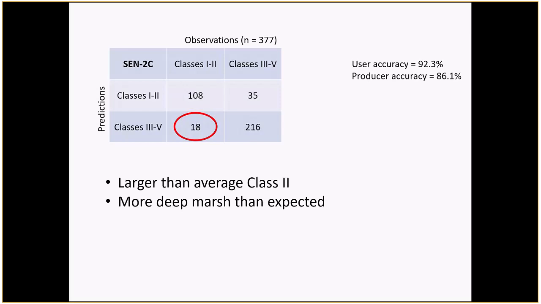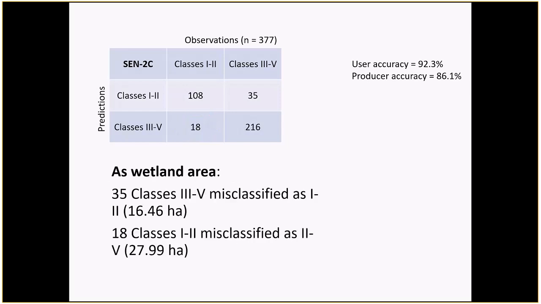Again, I think it's pretty understandable that occasionally the model is going to misclassify, and the nature of these errors don't worry me too much because they're understandable. I'd also be interested in seeing what those errors look like in terms of wetland area. So those 35 wetlands that were misclassified as 1s and 2s are equivalent to about 16.5 hectares. Whereas those 18, because we're dealing with larger than average class 2s, actually account for 28 hectares. So we get a little bit different information depending on whether or not we're looking at basin counts or total basin area.